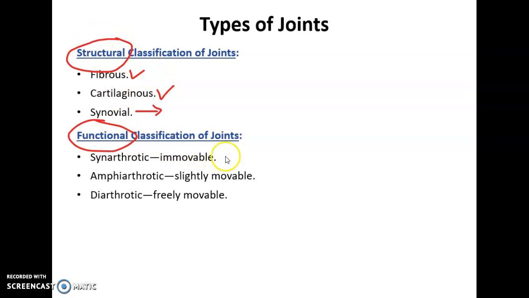And regarding the function, depending on the movement, we have not movable at all, which is synarthrotic. We have slightly movable, which is amphiarthrotic. And we have freely movable, which most of them are, diarthrotic. Again, regarding the movement or the function, we have not movable at all, called synarthrotic, amphiarthrotic, slightly movable, and diarthrotic.